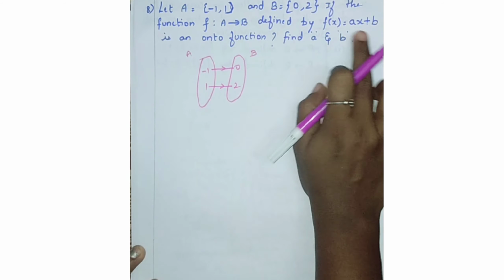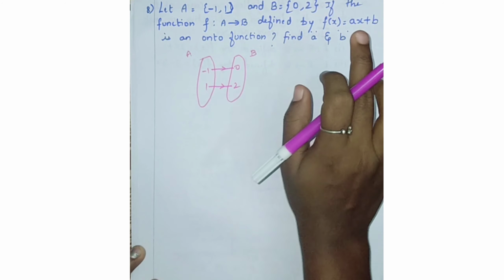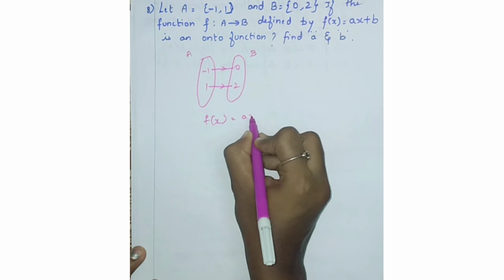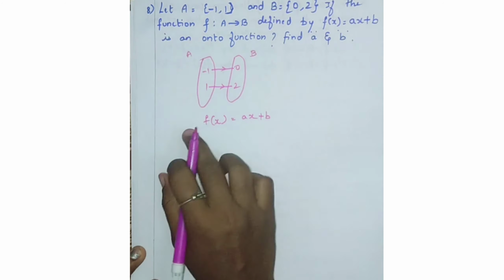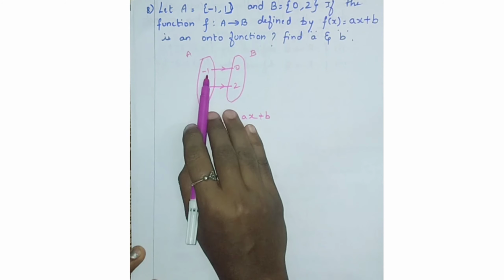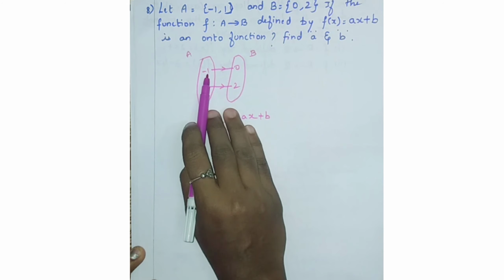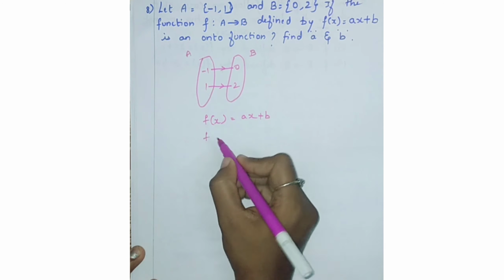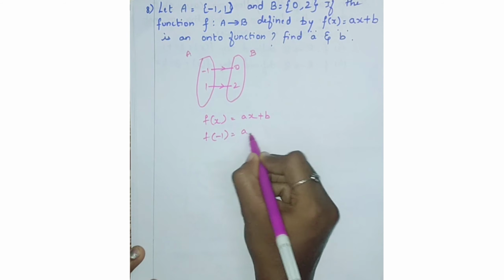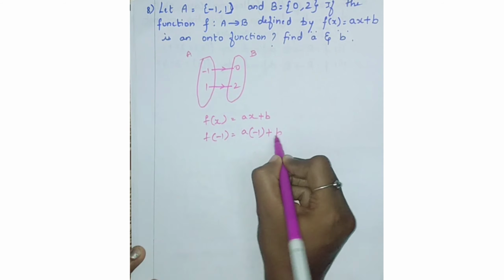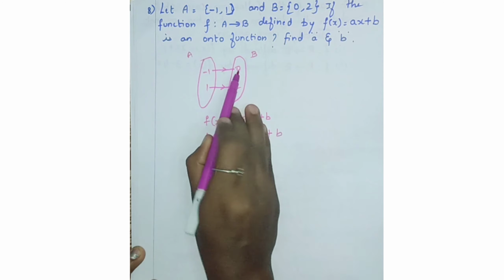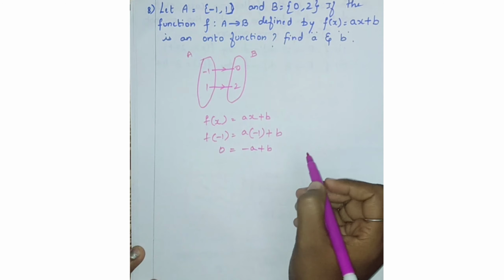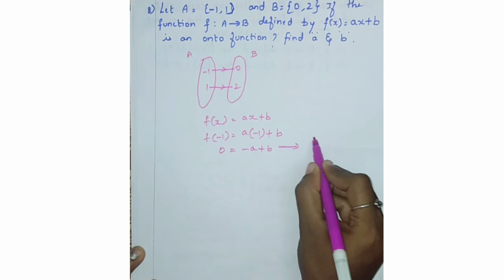Now they have given some f of x function here, so take that function. f of x equals ax plus b. This is the function they have given. First we'll substitute minus 1 and take the f of minus 1 value. Then we'll substitute 1 and take the f of 1 value. So f of minus 1 is a into minus 1 plus b. What is f of minus 1? It is 0, equals minus a plus b. This is equation 1.